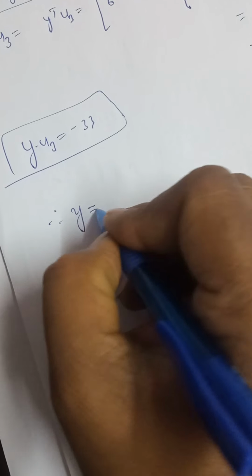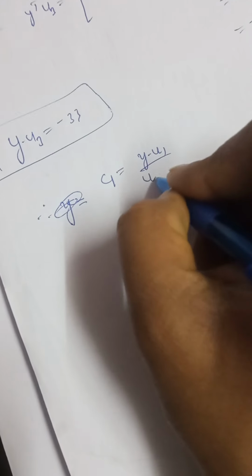Now simply substitute those values in the linear combination. Therefore y is equal to, what is c1? We need to find c1. c1 is equal to y dot u1 by u1 dot u1. What is y dot u1? y dot u1 is 11. 11 by u1 dot u1, which is also 11, is nothing but 1. Therefore c1 is equal to 1.